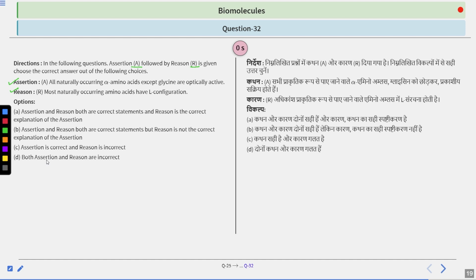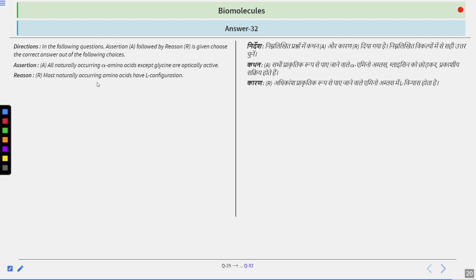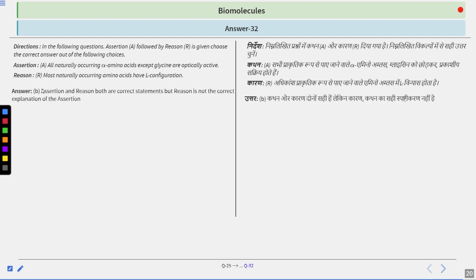Okay, let's see. The correct answer for the given question is option B, that is assertion and reason both are correct statements, but reason is not the correct explanation of the assertion. That means we have given assertion that all naturally occurring alpha amino acids except glycine are optically active. This is a correct statement. And most naturally occurring amino acids have L configuration, which is our reason statement. And this is also a correct statement. But the reason is not satisfying the assertion. That means reason is not the correct explanation for the assertion. And that is why we have our correct answer as option B.